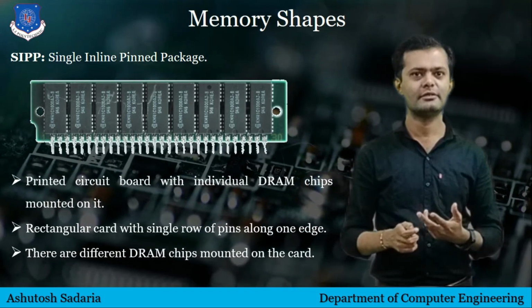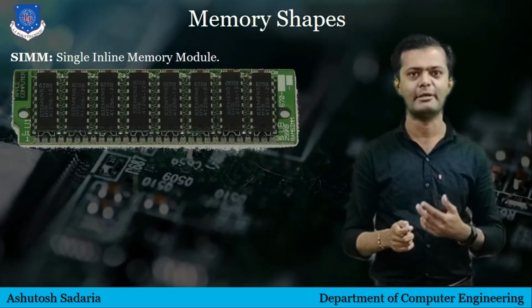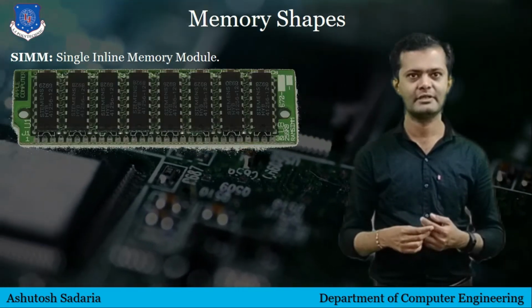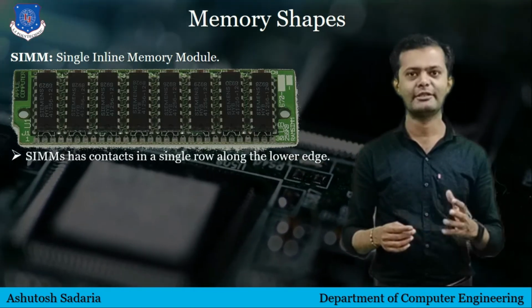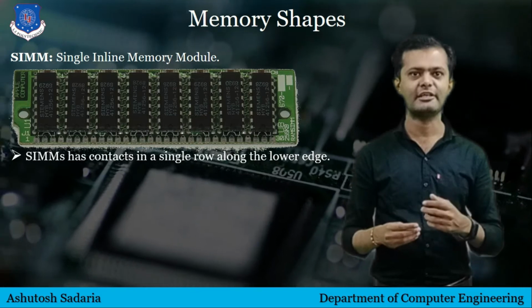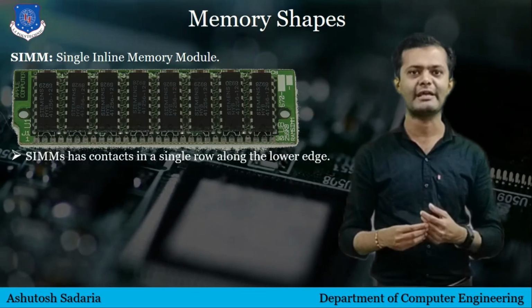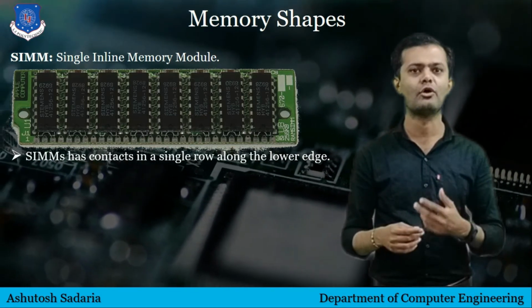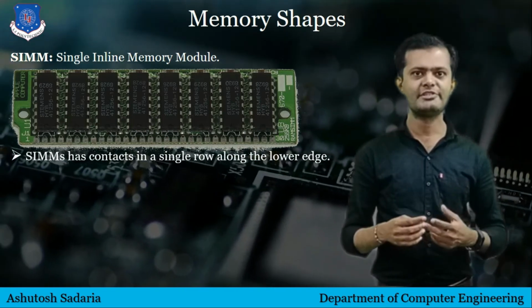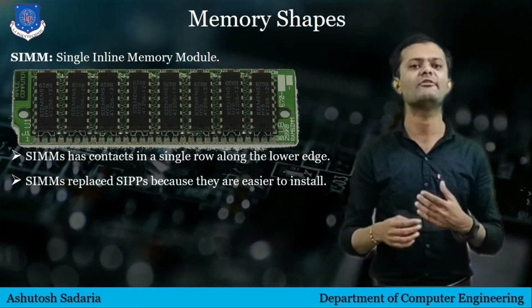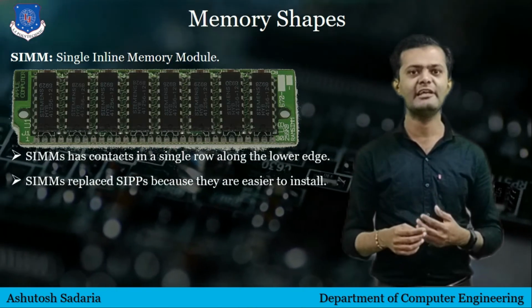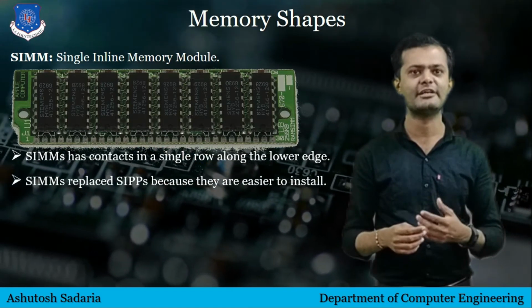And the next shape is Single Inline Memory Module or SIMM. They are similar to SIPPs with one exception, that they require no pins. The 30-pin SIMM has 30 contacts instead of pins in a single row along the lower edge. You can see a SIMM in the image and you can clearly see the contacts instead of pins. SIMMs quickly replaced the SIPPs because they are easier to install.